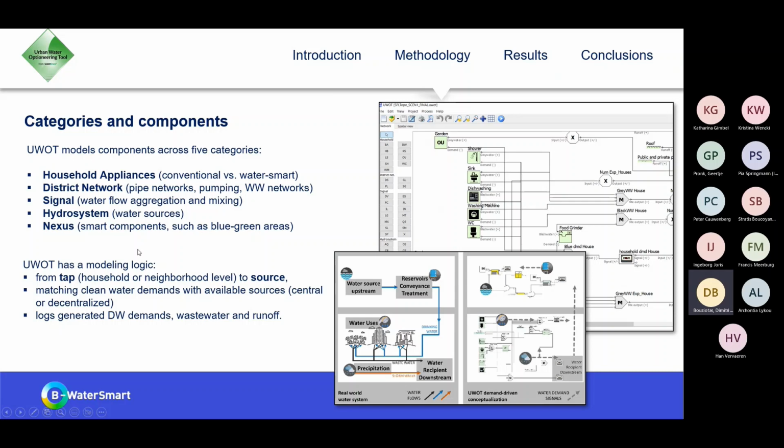This is a tap-to-source model starting at the small scale, so the household devices that you see here in your right screen. And it then proceeds to match these water demands with available sources in the right side of the model, but also logs the generated wastewater and regional runoff.